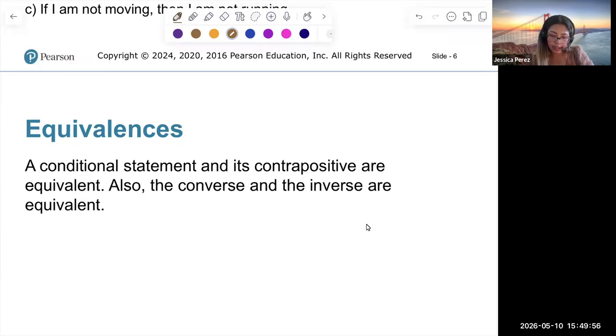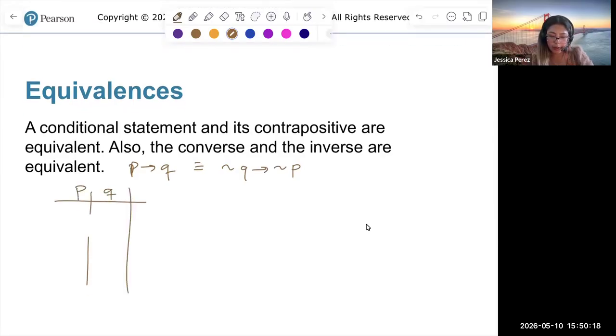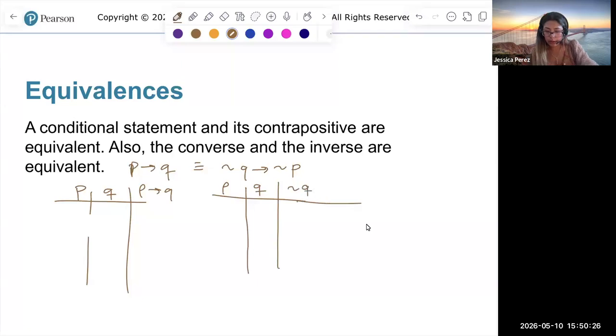So we want to show that the conditional, P implies Q, is equivalent to the contrapositive. What is the contrapositive? Not Q implies not P. So let's show that on the truth table. We have a P, a Q, and then P implies Q. And then we have P, Q, not Q, not P, and then not Q implies not P.